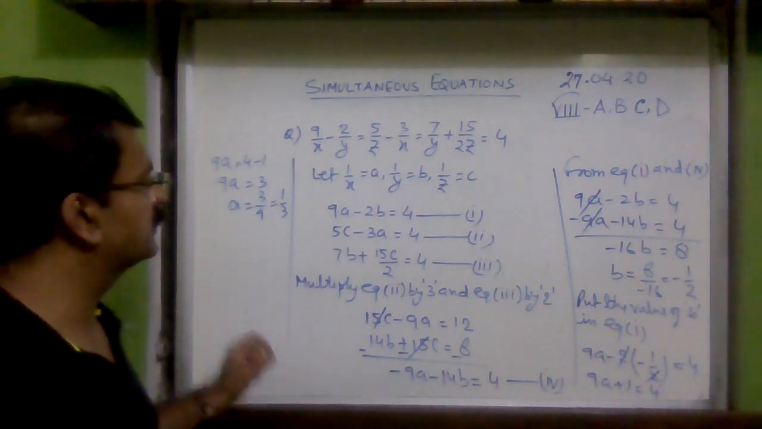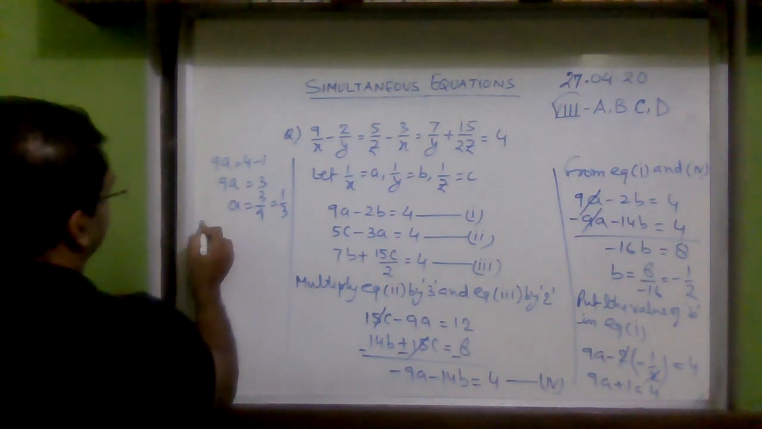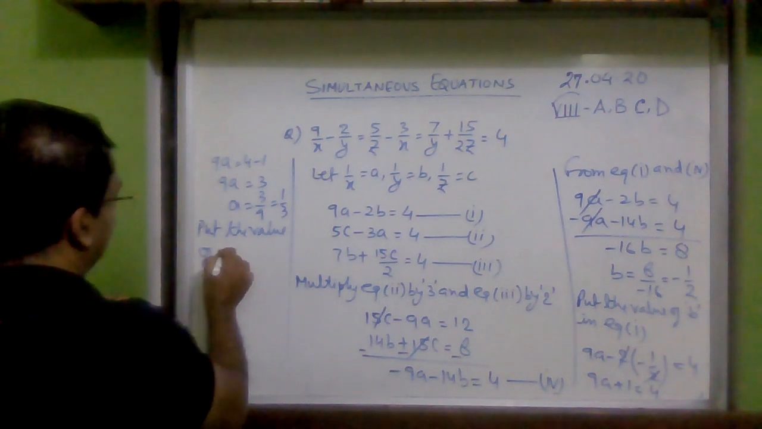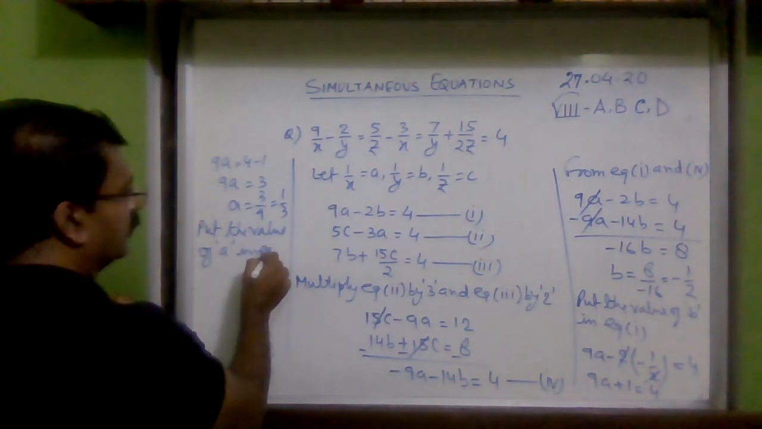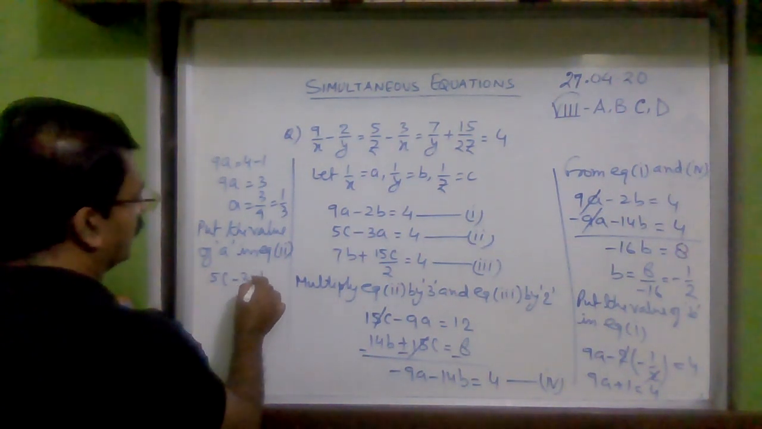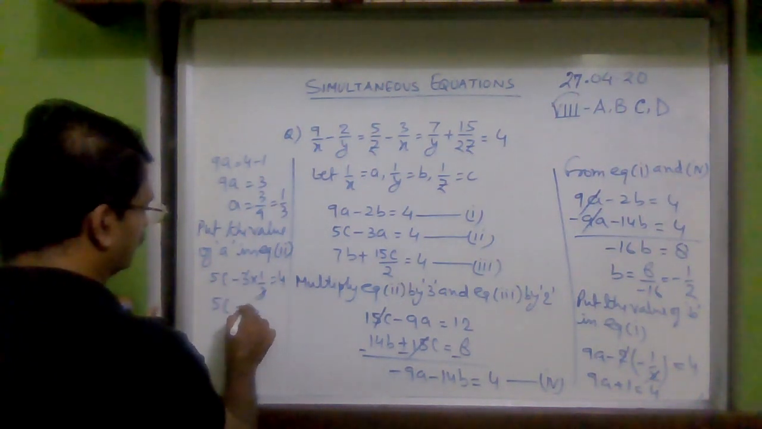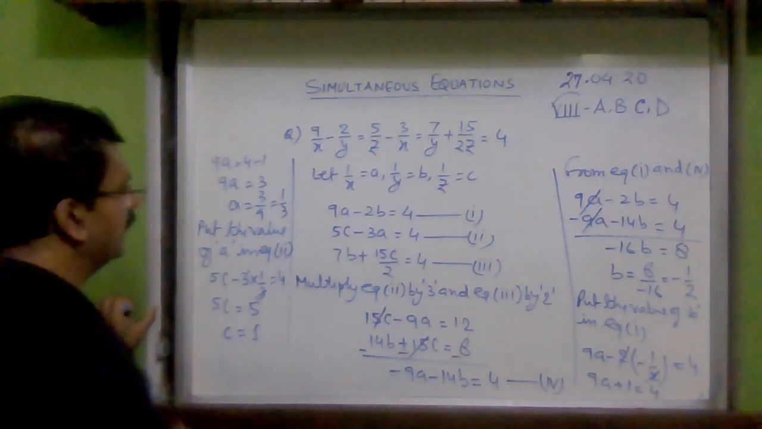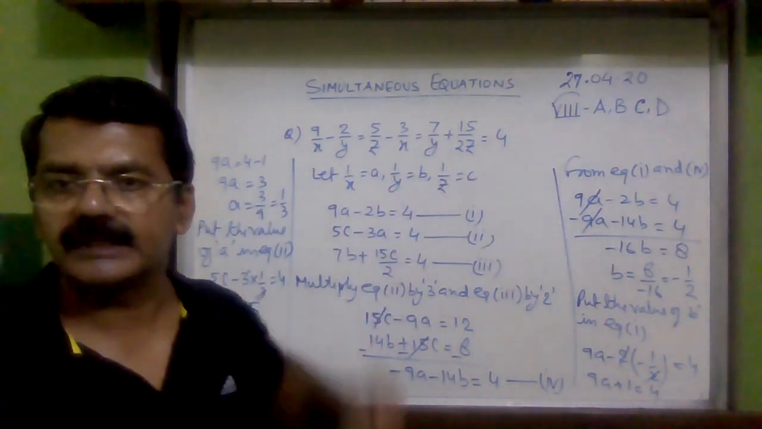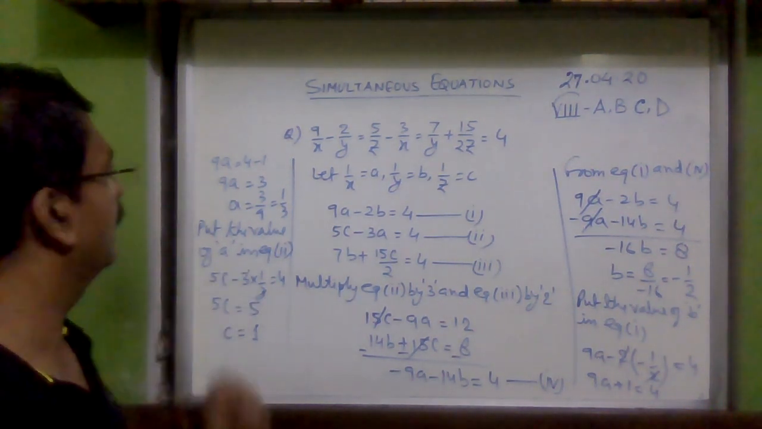Now to find the value of c, you put this value of a in equation 2. So 5c minus 3 into 1 upon 3 is equal to 4. 5c is equal to 4 plus 1, that is 5. So c is equal to 1. So you can see we have found a as 1 upon 3, b is minus 1 upon 2 and c is equal to 1. But we have to find the value of x, y, z.